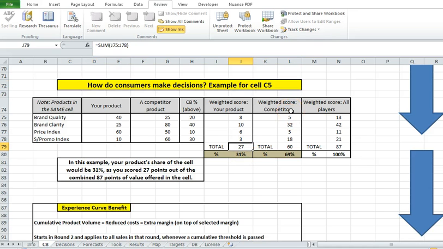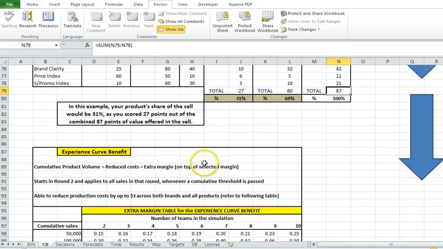Let's assume we only have one competitor. They score 60 points, so they are a superior product. The way the simulation game works, it adds up. Okay, so there are 87 points of value being offered in that particular cell, and that means that we represent about 31% of value, so we win 31% of the sales. Whatever the sales volume is, that is our sales number, and then that gets multiplied by our price margin.